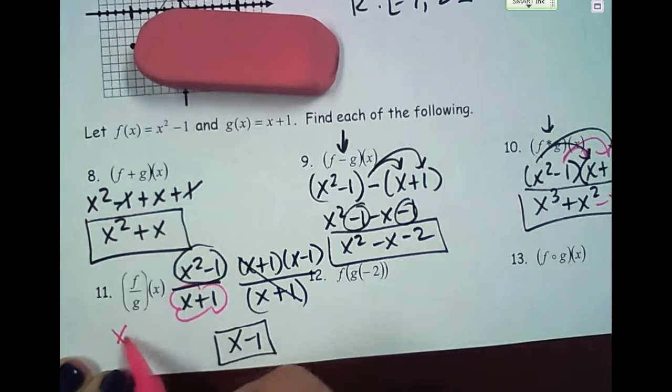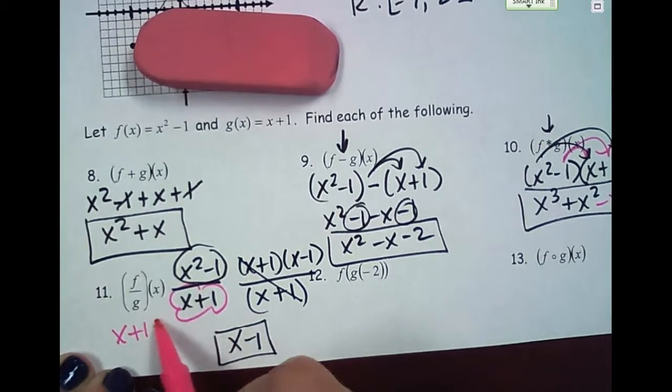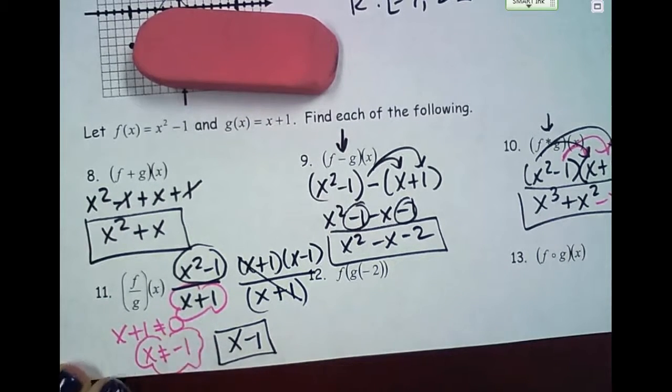But now you have a restriction. Remember, the denominator, x plus 1, cannot equal 0. So if you move your 1 over, x cannot equal negative 1. That's your restriction.